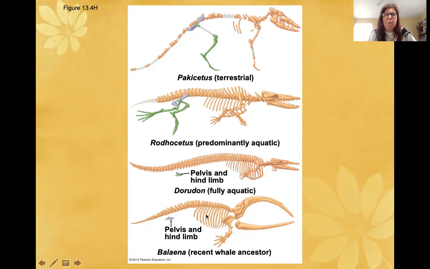So this is our recent whale. And with that recent whale, we can see here the remnants of a pelvic girdle and a hind limb. We call these structures vestigial structures. Vestigial structures are basically the remains of something, usually reduced in size and no longer functioning, but they are the remnants of a structure that at one time did have a function. You would think, why would a whale need a pelvic girdle and hind limbs? Well, because originally they came from ancestors that were on land.